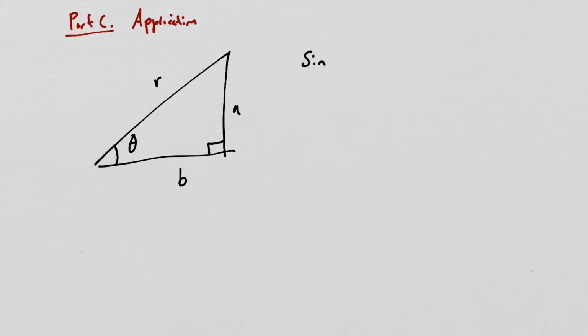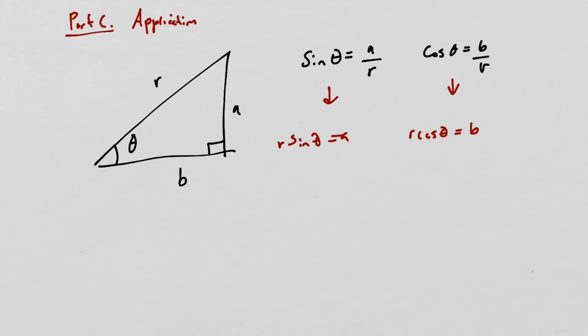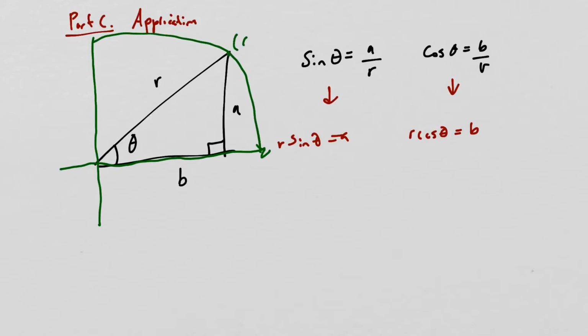Then we saw that sine theta is equal to A divided by R, and cosine theta is equal to B divided by R. We can rewrite both of these rather simply as follows. R sine theta is equal to A, and R cosine theta is equal to B. One thing that we've seen so far is that we can embed right triangles into a circle of some radius, like this, and the point (A, B) is a point that lies on that circle.